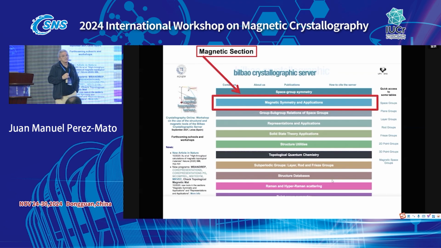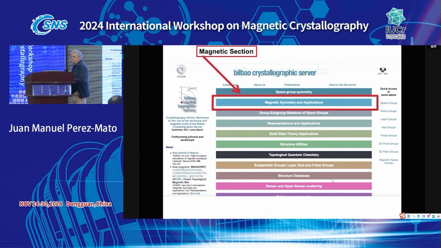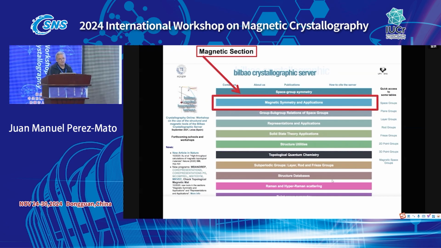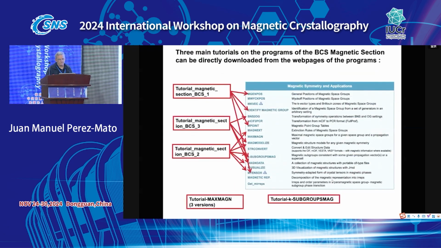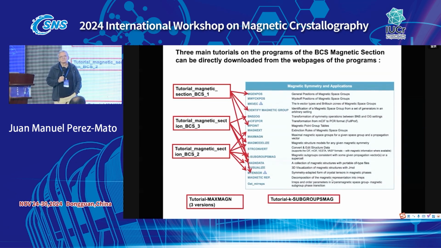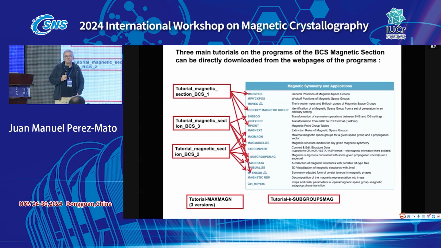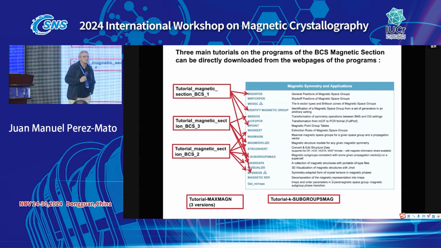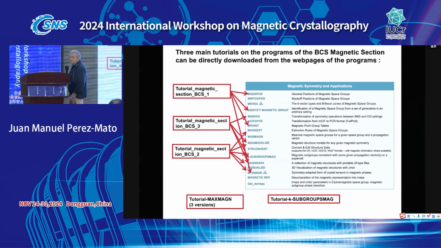There is a section only for magnetic symmetry and applications, and we are not going to talk about all the programs because there are many, but some of them will be explained or at least shown in this talk and the next one after the pause. And in this section, there is a lot of documentation with which you can also complete the talk. There are several tutorials indicated there, explaining with examples some of the programs. Some of the oldest tutorials, those of the programs MAXMAGN and k-SUBGROUPSMAG, are not fully updated, but the most modern ones are these three tutorials that involve most of the programs, not all of them. And again, these are much more complete and much more detailed than what I'm going to talk about here.